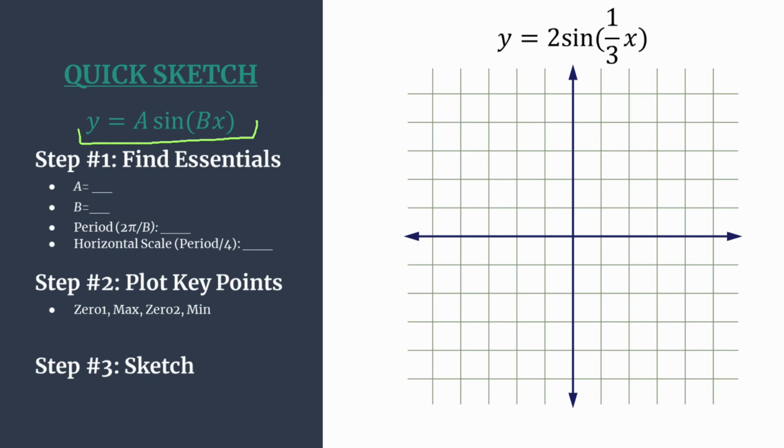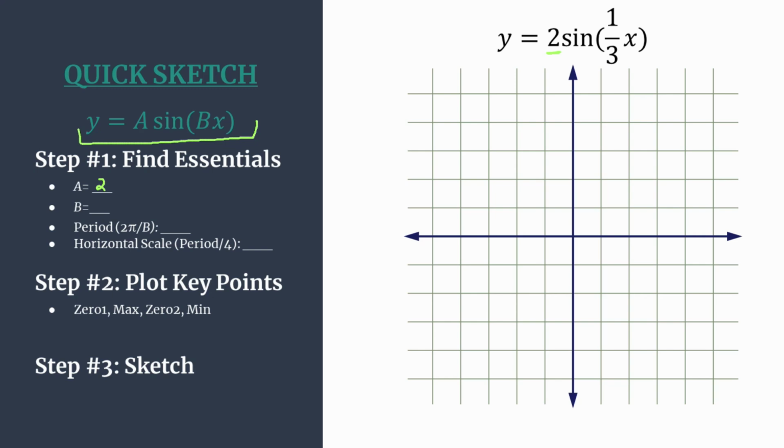We'll find a in our equation. It's 2, it's just that coefficient in front of sine. This is the amplitude, so it's the distance from the midline of the graph up to the maximum or down to the minimum. This will give us our y coordinate for our max and min key points in step 2. So hold on to that for a moment.